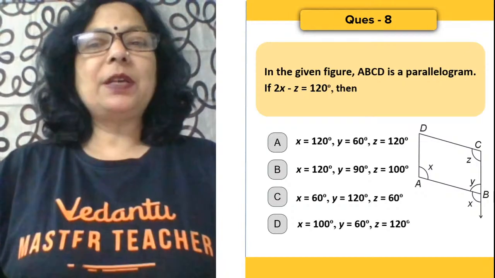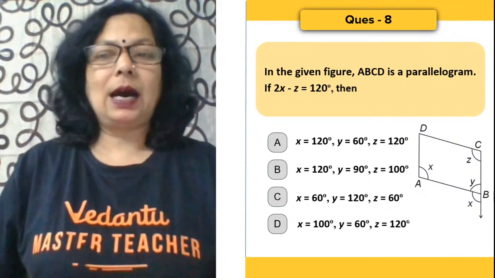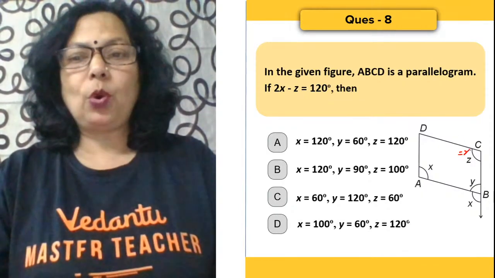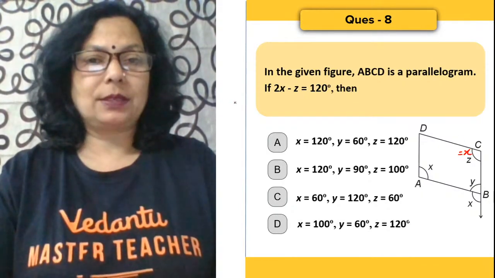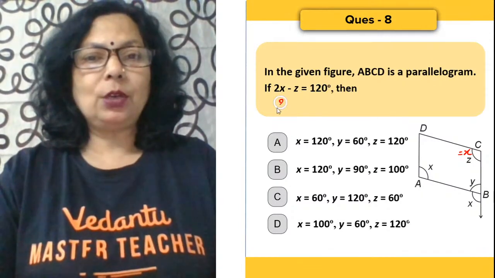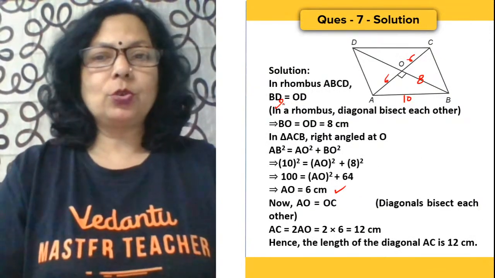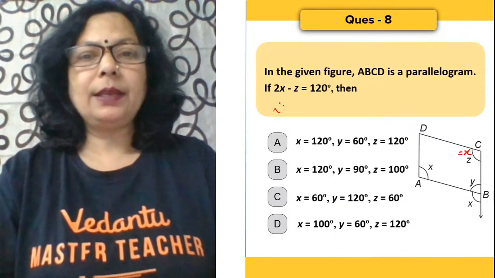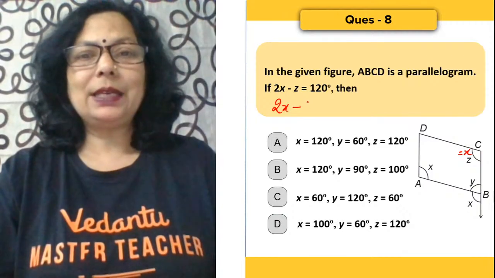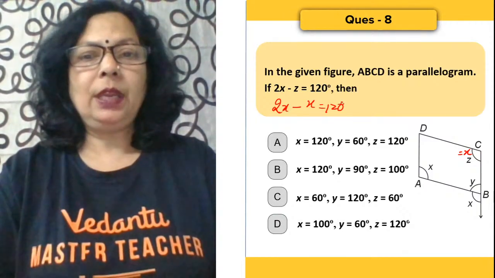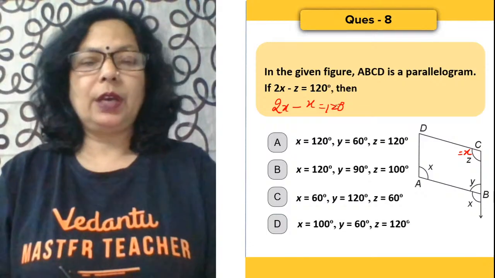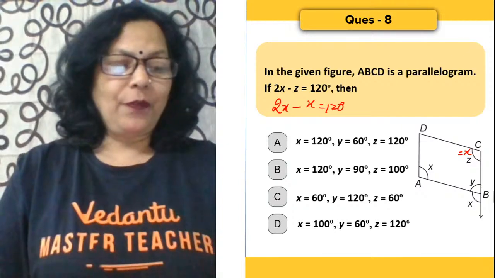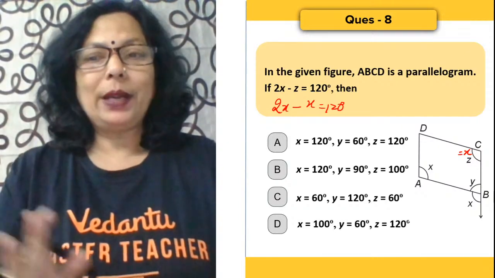You know that if it is a parallelogram, opposite angles are equal. If this is x, I can give you the hint, this will also be x. Z is equal to x. So if I'm writing, z is also x. If I'm writing here x in place of 2x minus z, x is equal to 120. So I get the value of x. You get the value of x as 120 degrees.